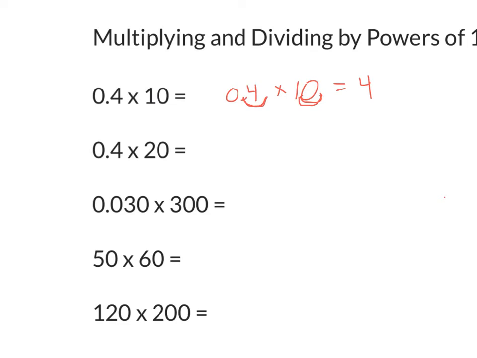So let's try that on the next one. We have 0.4 times 20. So here we're going to move this decimal over to the left one. We're going to get rid of this 0, and we're going to move this decimal over to the right. And so now we have 4 times 2, which equals 8. Okay, so 0.4 times 20 is 8.